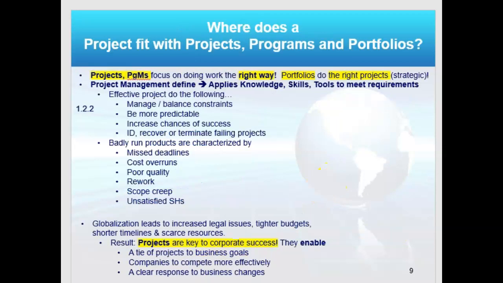And so we want to be aware of projects and programs. Projects and programs are doing it the right way. A portfolio, remember that's the governance piece, is doing the right projects. What are the strategic projects in a portfolio, right? And some other notes. Notice I have 1.2.2 here. That's a reference to the PMBOK guide. If you wanted to flip to it and just read it for yourself, this is kind of a summary, right?